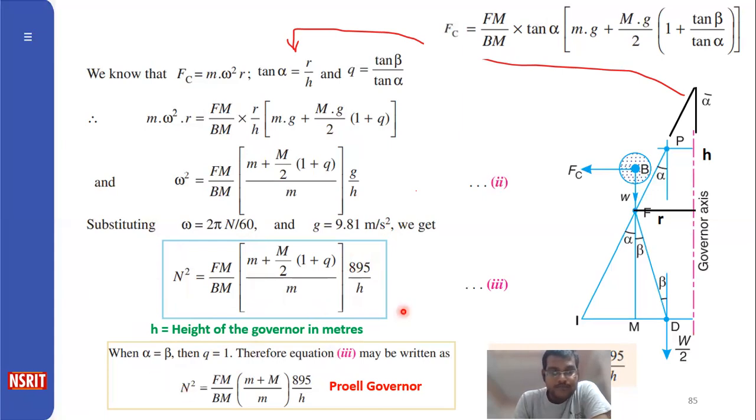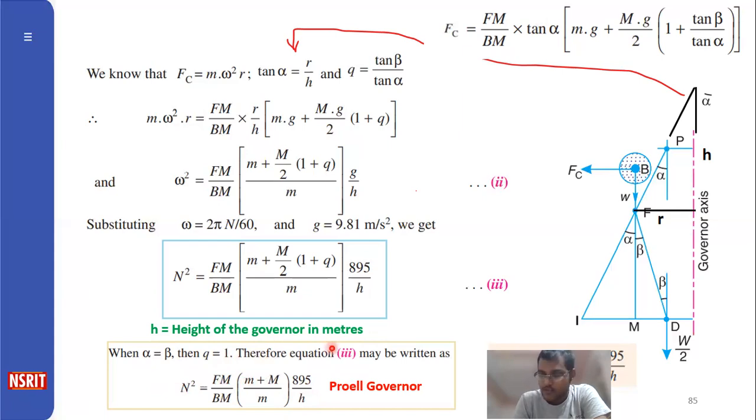In this, Q is equal to 1 when alpha is equal to beta. This equation will be modified as N square equals Fm by Bm, into m plus capital M, here 1 plus Q, where if you substitute Q as 1, 1 plus 1 is 2, and 2 and 2 get cancelled, divided by m and 895 by h. This is for the Proell governor. From this governor you can find out the H value, where H is the height of the governor in meters. So H will be Fm by Bm into m plus capital M by m and 895 by N square. That is the H value, that is the height of the governor.